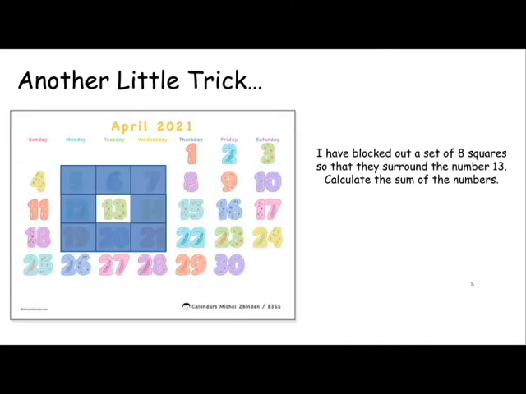Here's a second one. Same idea. I've gone through, I picked a calendar. This one's April 2021. I've blocked out a set of 8 numbers so they surround the number 13. I want to be able to quickly calculate the sum of the numbers.